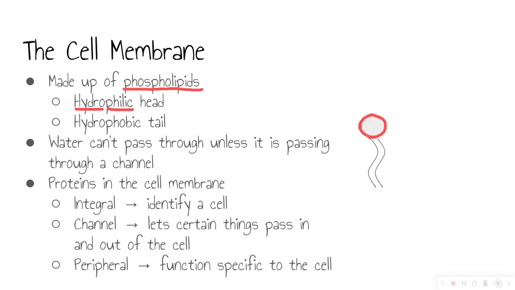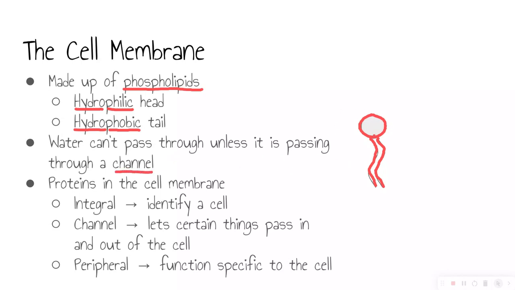But the tails here, we have two tails on each of these heads, and these tails are hydrophobic. So remember, hydro has to do with water, and phobic is the fear of. So these tails are afraid of water. They do not like being around water. And because of this, water cannot pass through this cell membrane unless it's passing through a channel.